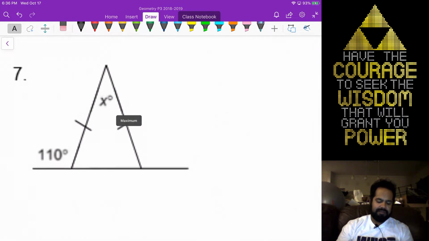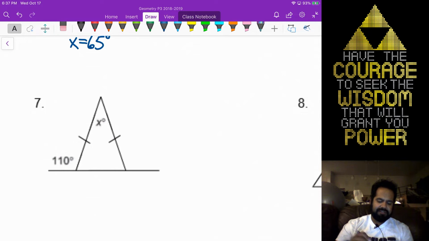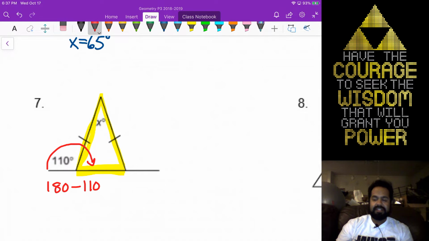Alrighty. Here we go. Got another isosceles triangle. Yay! But hold on. I didn't give you any angles inside. Well, one thing we know, again, these two angles form a linear pair. So that means that that mystery angle is going to be equal to 180 minus 110 degrees. So I believe that's going to give us a nice 70.